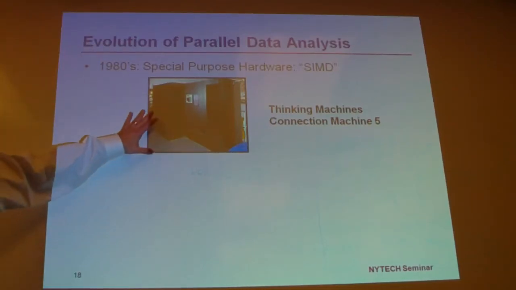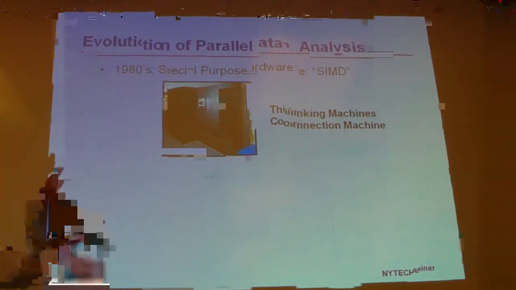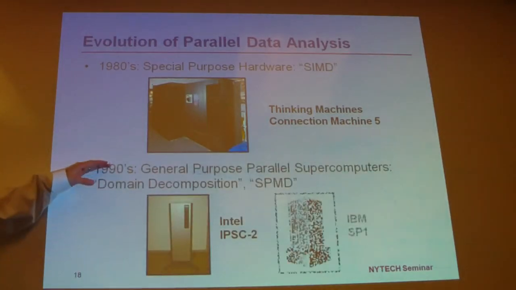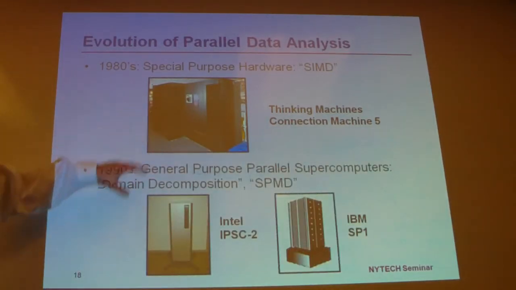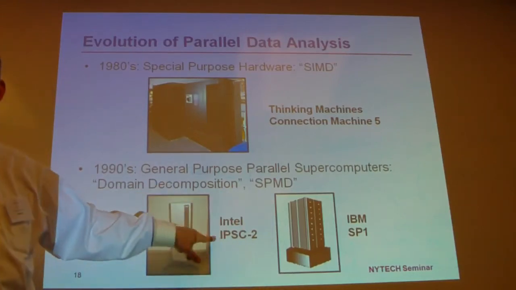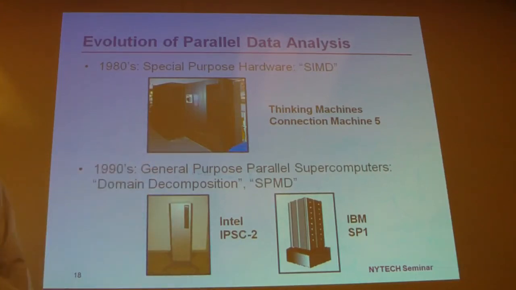But today, this machine, if it had today's technology, could be solving the same kinds of problems that we solve today with big data. Now, what happened is in the 90s, this was in 1984, in the 1990s, companies like Intel and IBM built general purpose parallel supercomputers. I worked for Intel Supercomputing at that time, and I worked on this computer.